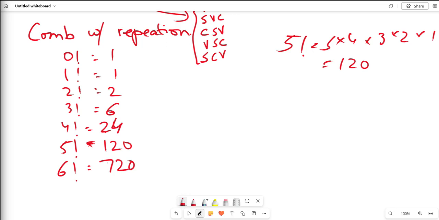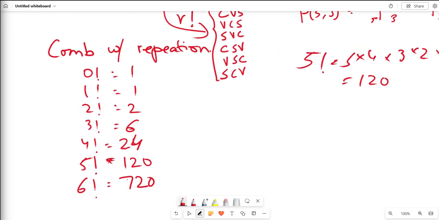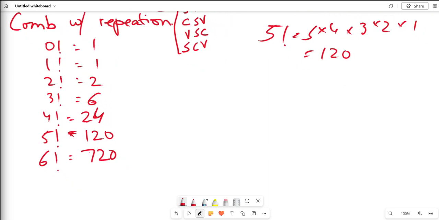Since you might encounter these a whole bunch of times in your problems, it's probably just useful to have seen these, because you'll recognize that if you see a 5 factorial, it's 120. If you see a 6 factorial, it's 720. For larger ones, you can do the computation. Okay, so moving on to combinations with repetition.